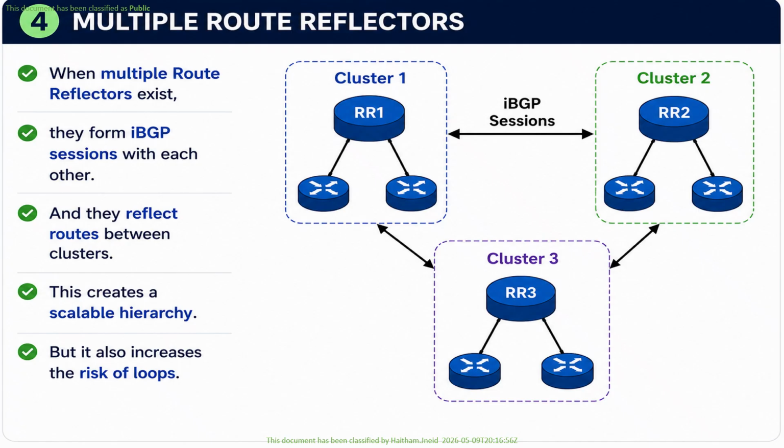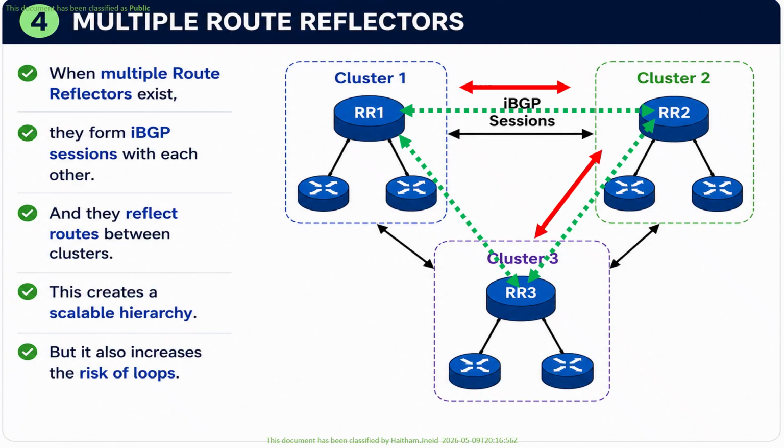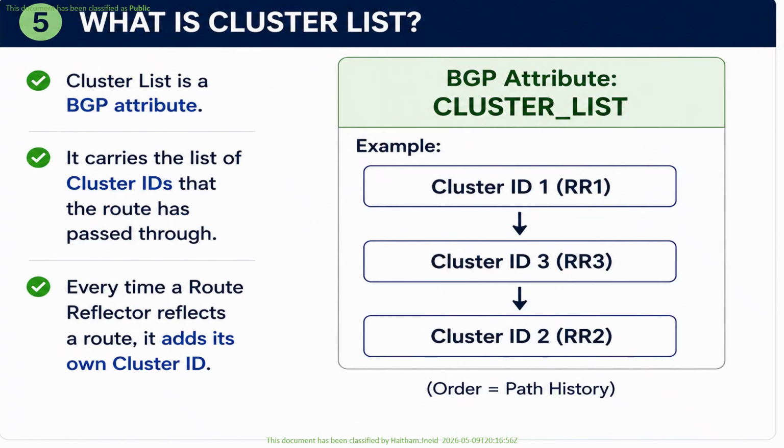So when we have multiple route reflectors in our network, they have to maintain full mesh iBGP sessions, and they have to reflect routes between the clusters. This creates a scalable hierarchy, but it also increases the risk of loops. So remember, the cluster ID is the BGP router ID of the route reflector itself.